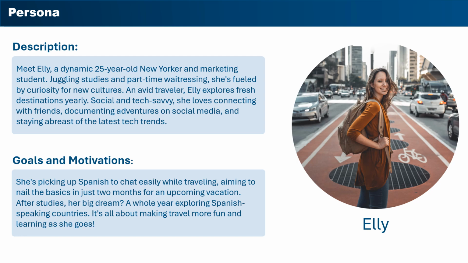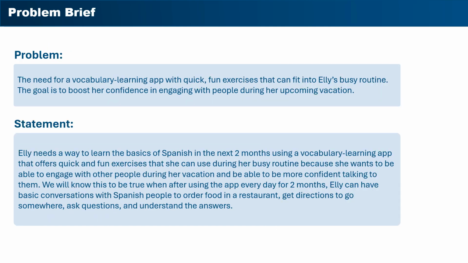Ellie likes technology and new things, and she likes to connect on social media. So she's pretty trendy and she likes all the new stuff that comes out. Like I said, Ellie's got a busy routine, so she needs an app that is going to be quick exercise, fast learning, and fun exercise too because she studies a lot. She's working. When she comes back to her home, she doesn't want to be feeling like she's studying again. The problem also is that Ellie only has 2 months, so she's gonna need to learn quick basic conversation she can have in Spanish.